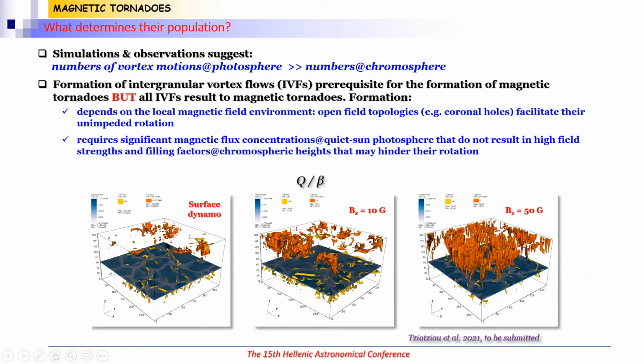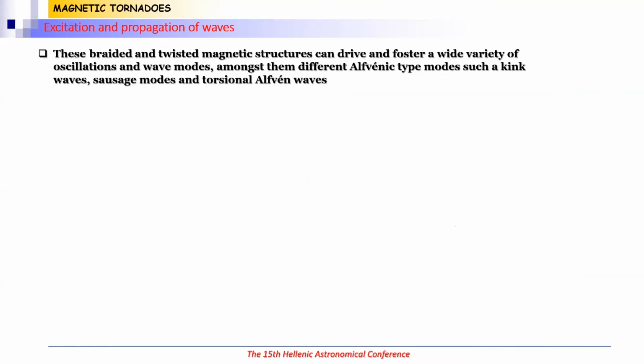As you can see, in the surface dynamo, what happens is that you have the creation of lots of horizontal vortices near the solar surface, while when you increase the magnetic field, then you get very coherent structures starting from the photosphere and extending up to the chromosphere. The top boundary here is at 1.4 megameters, so basically at the chromosphere. Now, since we have a magnetic tornado, we have braided and twisted.